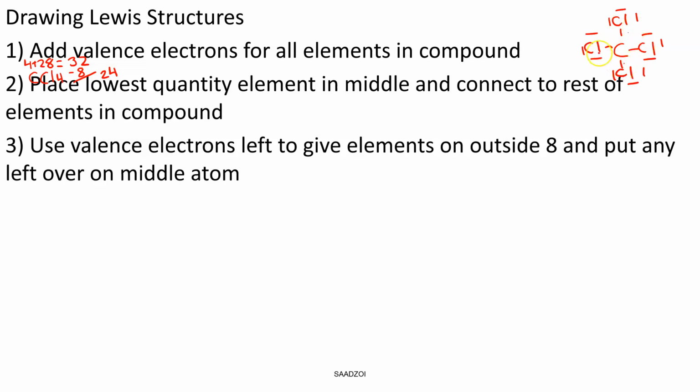I used 8 for the bonding. I used another 24 for the outside chlorines. So that's a total of 32 electrons. So I put all my electrons down. I didn't have any extras in this situation.